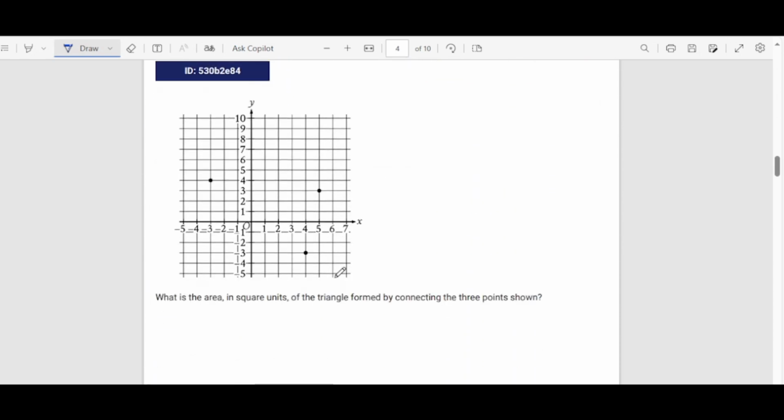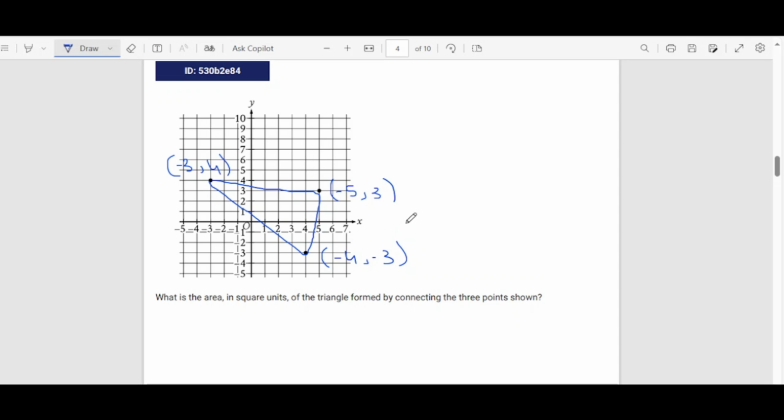Next question. What is the area in square units of the triangle formed by connecting the 3 points shown? Pretty simple. Let's first join the points so that it can be easily visualized, and let's write their points. That is minus 5, and on the y-axis it's 3. This one here is minus 4, and on the y-axis it's minus 3, and this one here is minus 3, and on the y-axis it's 4.